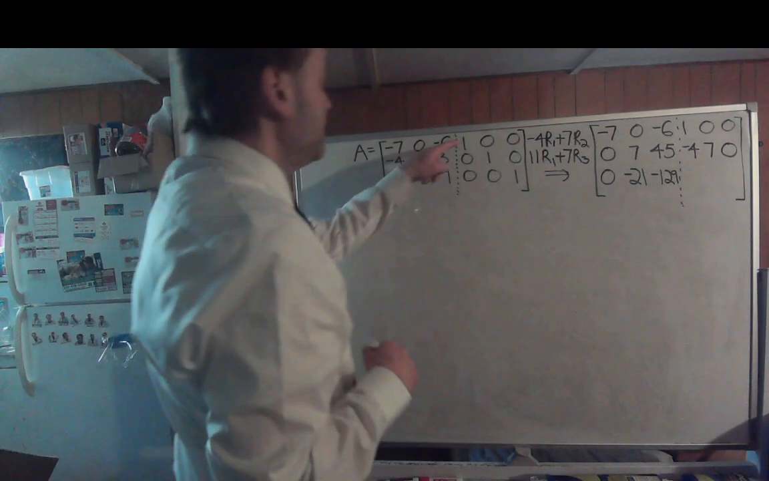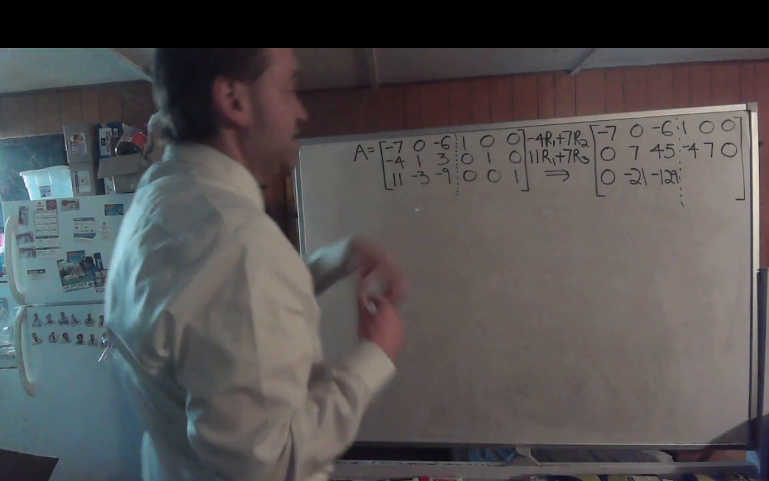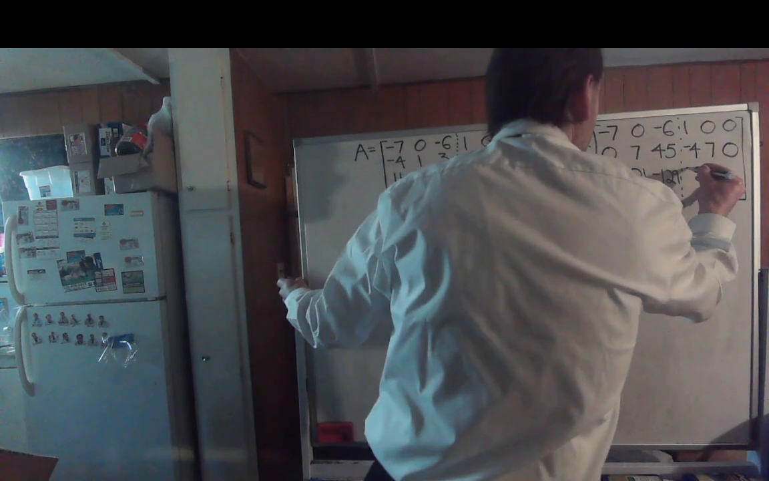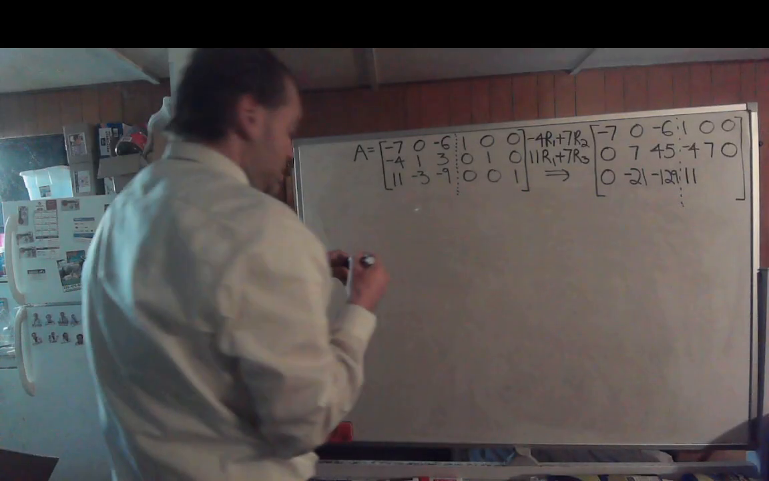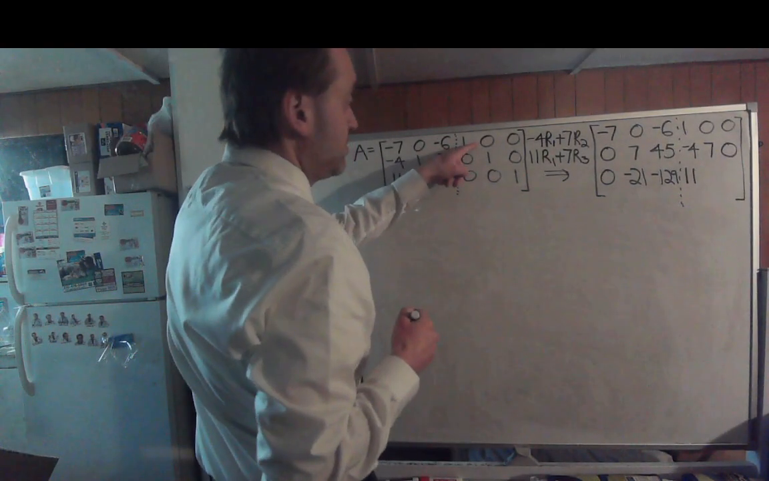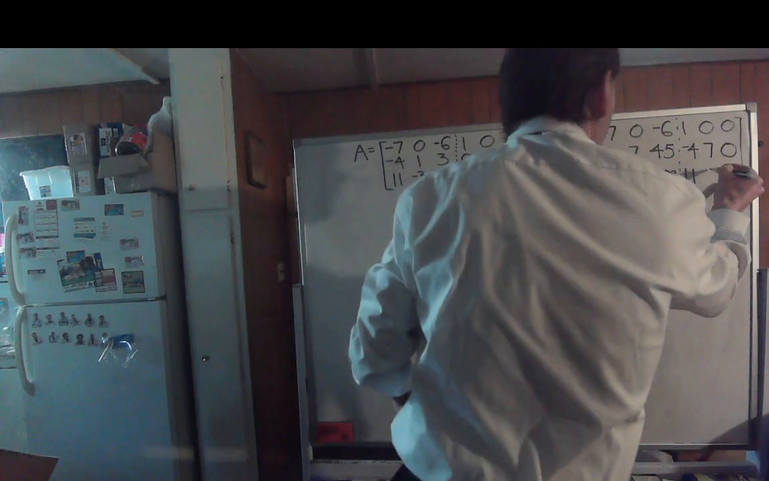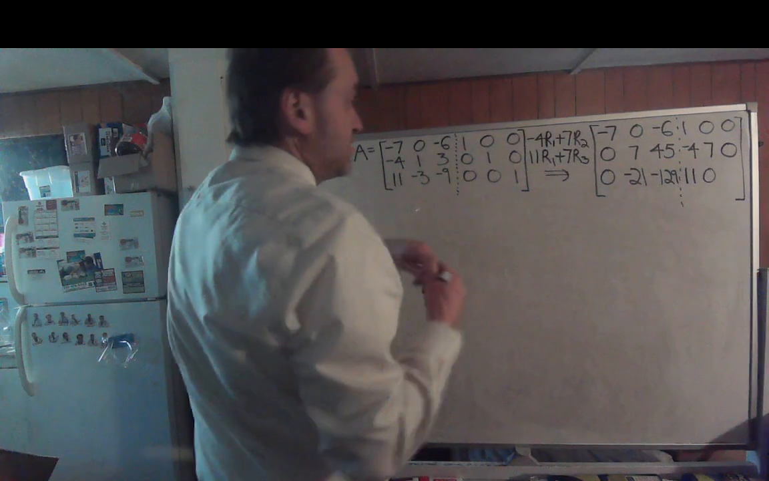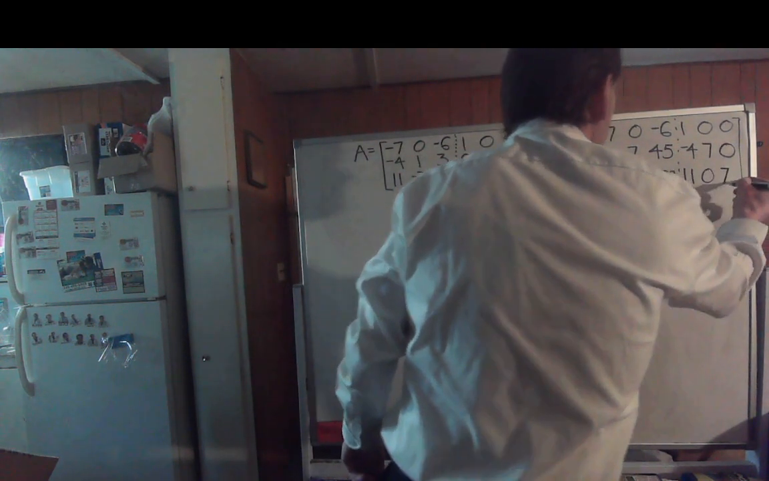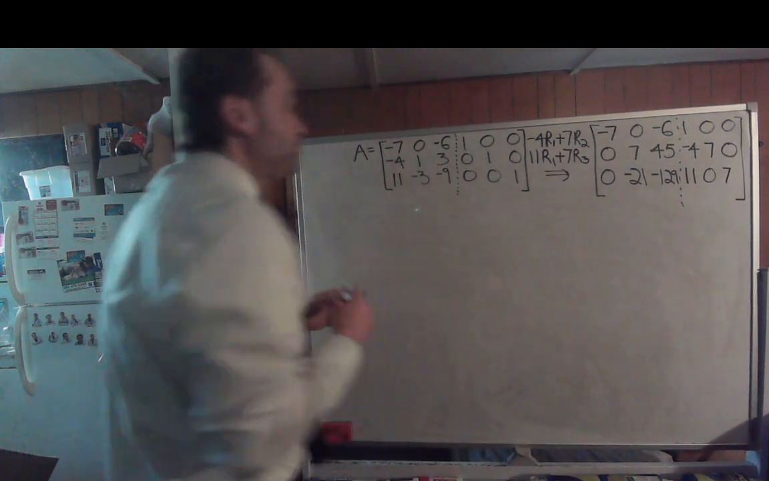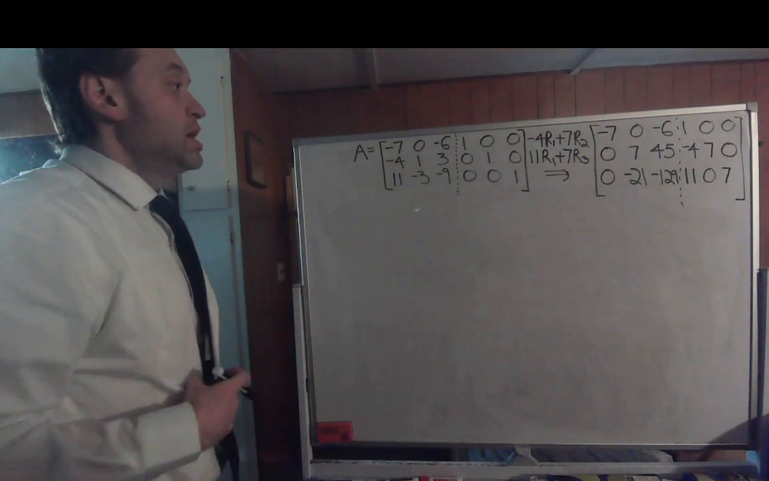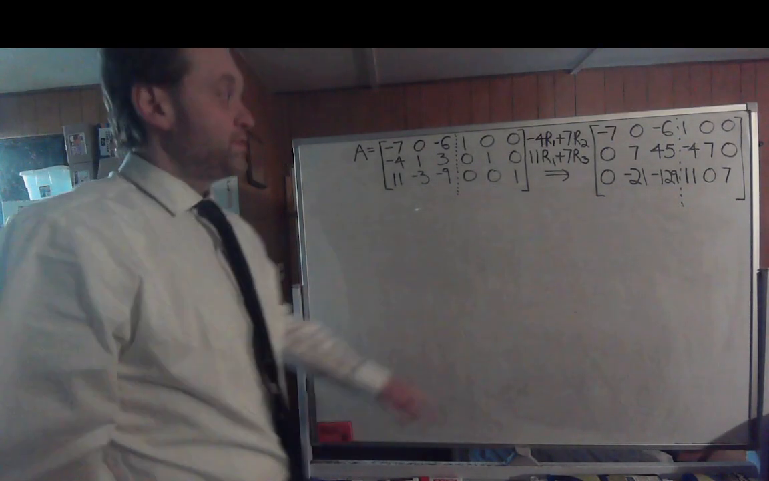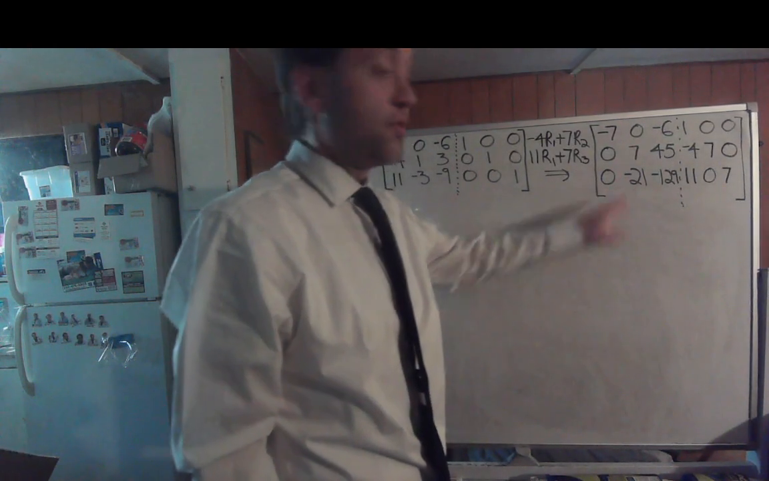Okay, so 11 times 1 is 11, plus 7 times 0, I'll just get 11 here. 11 times 0, 0, then you still have a 0 here. 11 times 0 is 0, plus 7 times 1, so that's 7. Alright. So we've made the first two entries of rows 2 and 3 be 0.